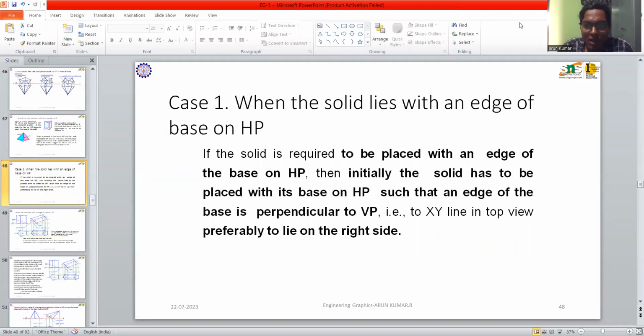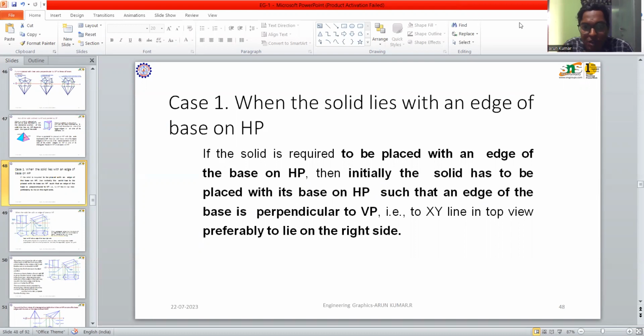Good morning. In this lecture series, we see about the projection of solids under different conditions. Case number one: when a solid lies with an edge of its base on the HP. This is one of the conditions of solid positioning in the HP plane. HP is called the horizontal plane.